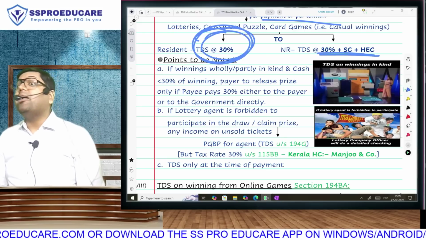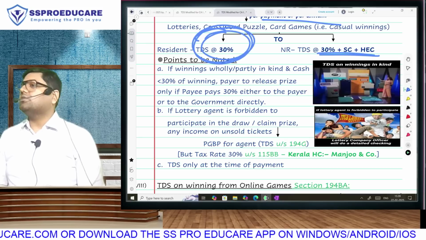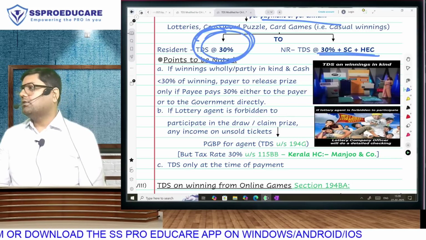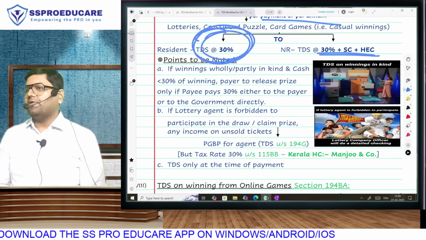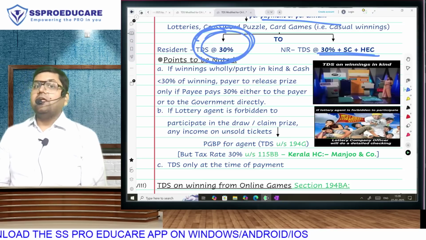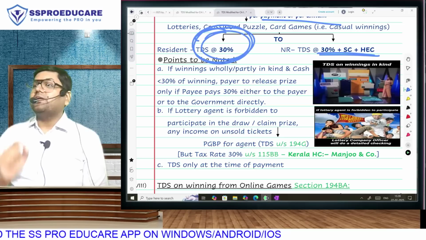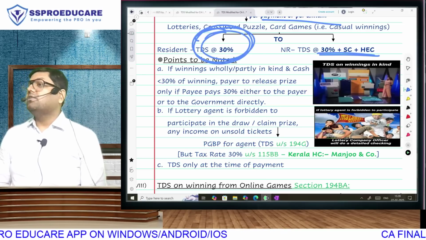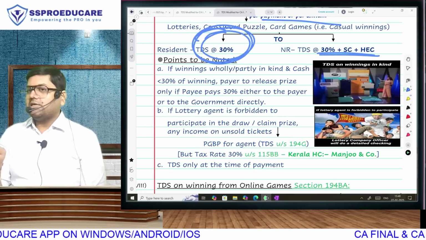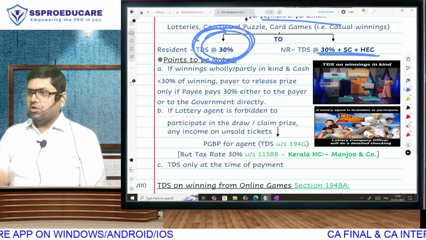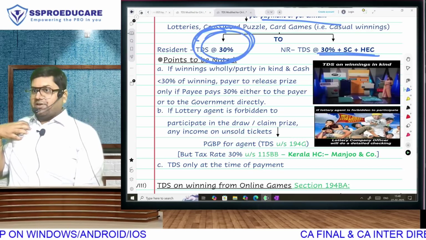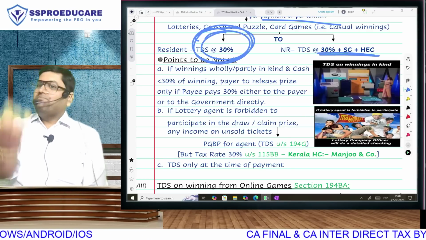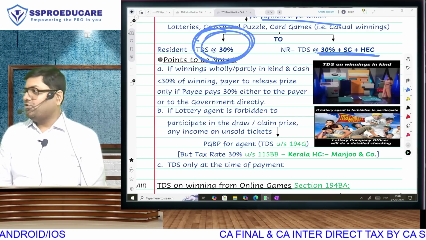How will we implement TDS where the kind portion is heavy? Tell me one thing. What is the value of the winning? 5 lakh. What is 30% of 5 lakh? 1 lakh 50. If the entire 5 lakh was cash, then the job is easy for the company. They have to deduct 1,50,000 and give you 3,50,000. Okay, listen, winner of the TV game show. Ultimately, on this 5 lakh, there is TDS of 1,50,000. You give me cash of 1,50,000 and I will release your car of 5 lakh. So 5 lakh minus 1,50,000, net release becomes 3,50,000. Do you understand?